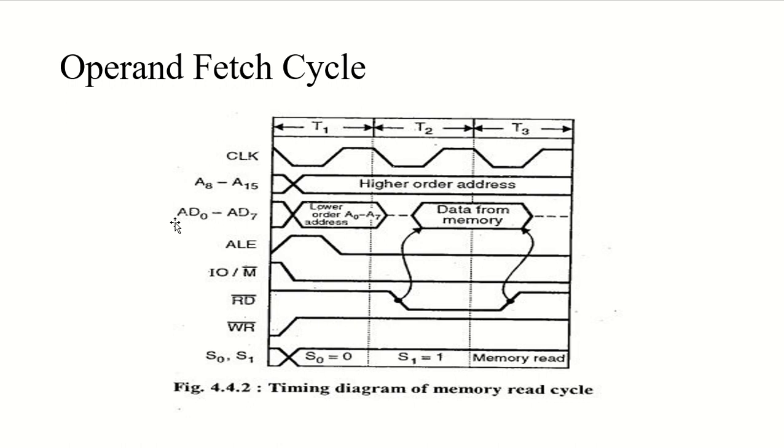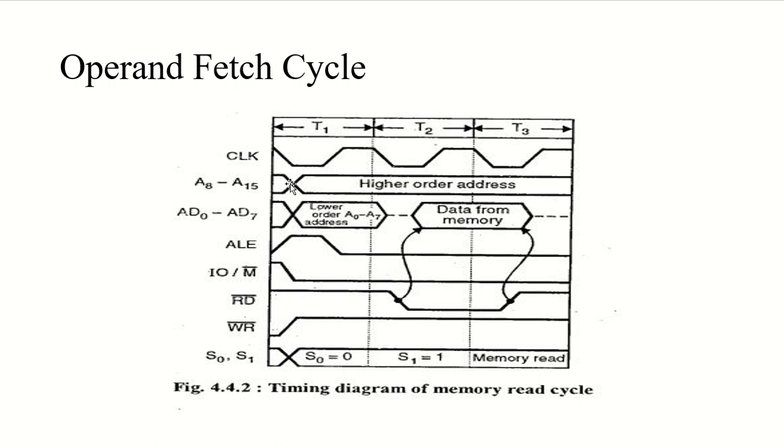In the first step, the T1 state, the 8085 will send appropriate status signals, which means IO/M will become 0. Initially it is 1, it's becoming 0. S0 will become 0 and S1 will become 1. The 16-bit address is transferred to AD0 to AD7, the lower order, and the higher order will be A8 to A15, right?